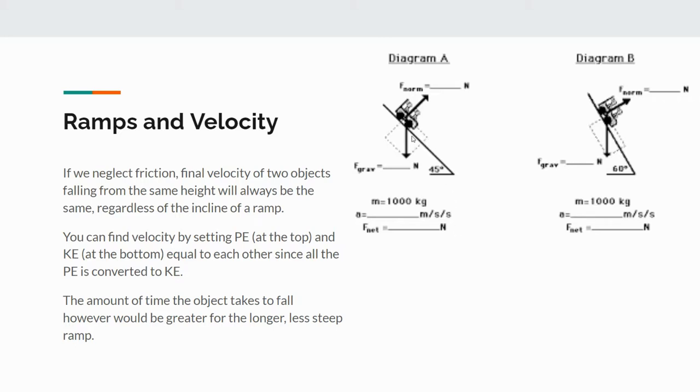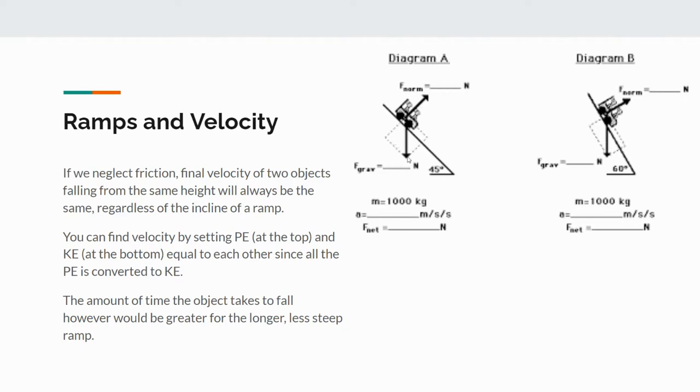So if we have a ramp that has a steep angle, like this diagram B here, compared to one that doesn't have as much of a steep angle, so less steep, but the vertical distance fallen is the same. It doesn't matter what the ramp angle is, as long as the distance fallen is the same and there is no friction, the final velocities of these two objects will be the same. Regardless of whether you dropped it straight down, or at a big angle or at less of an angle, the final velocity will always be the same.